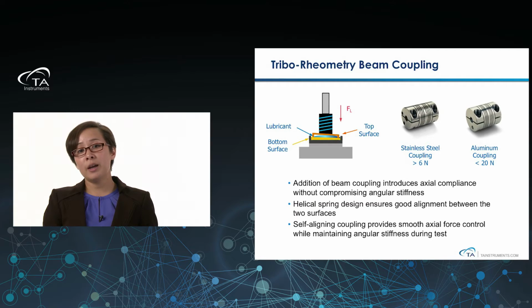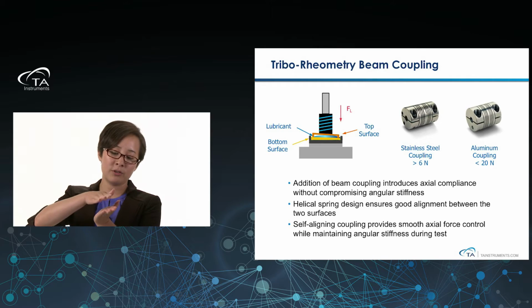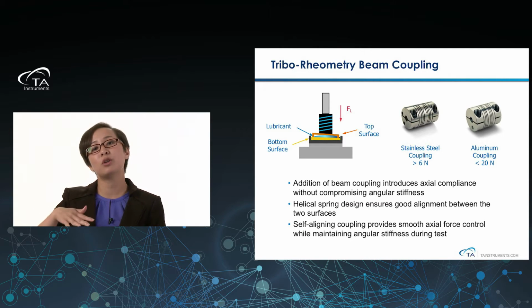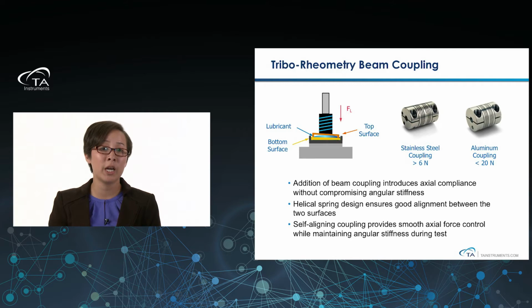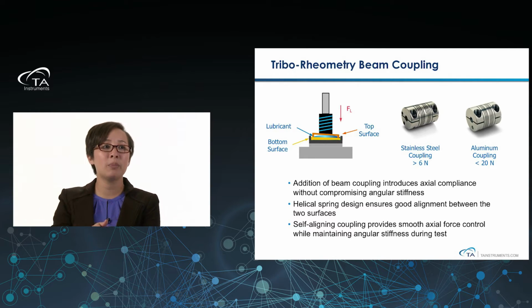The way that we do that in our tribo-rheometry accessory is by adding what we call the beam coupling. You can see in the picture, it's exaggerated, but you have your bottom surface, which may have a little bit of surface asperities, and then you have your top surface. In this case, it's depicted as a ring, but you can see that the spring, or our beam coupling, allows these two surfaces to stay in contact with one another, uniformly distributes all of that axial force between all of the modes of contact, while also providing that while we rotate.